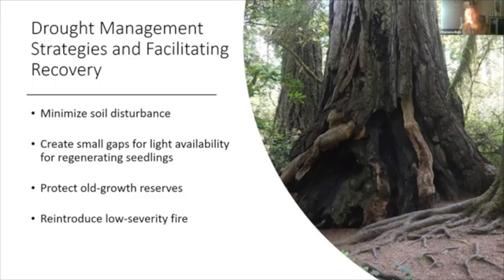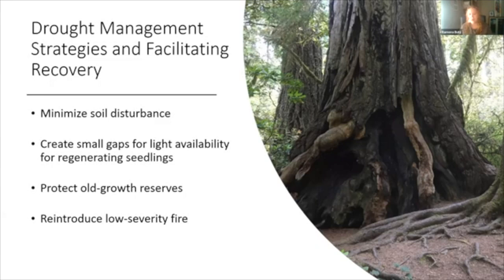And then if you remember back to the very first slide that I showed, the map from Southern Oregon down to Big Sur, protecting those old growth reserves is really important. These really occur in pockets throughout that entire coastline. And then again, where possible, reintroducing low severity fire on the landscape. And this is a pretty frequent fire.